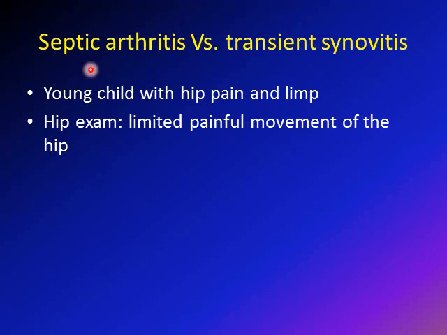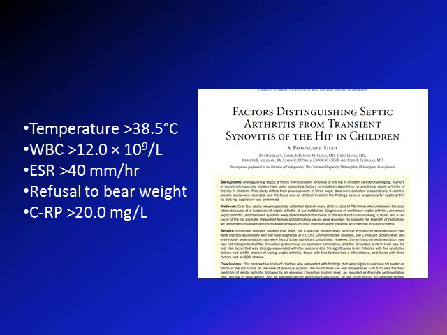So let's discuss now how to differentiate between septic arthritis and transient synovitis. This is extremely important because these two conditions can be very similar to each other. In both cases, you will have a young child coming with hip pain and limping, and when you examine the hip, you will have some limited range of motion. Remember that transient synovitis sometimes has low-grade fever with some mild increase in inflammatory markers. So how to differentiate between them?